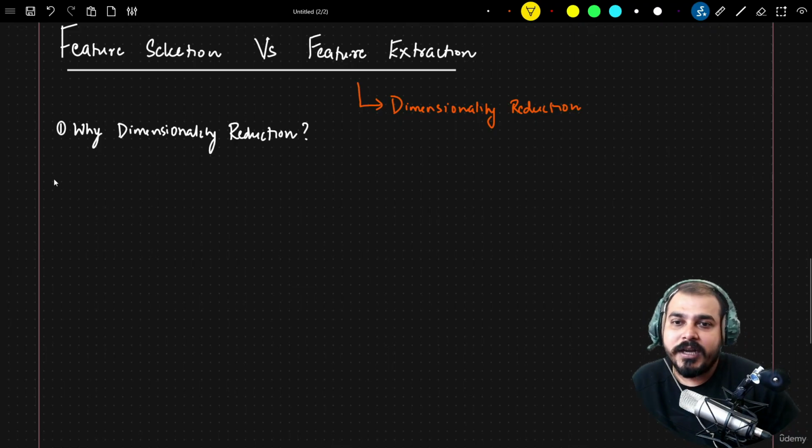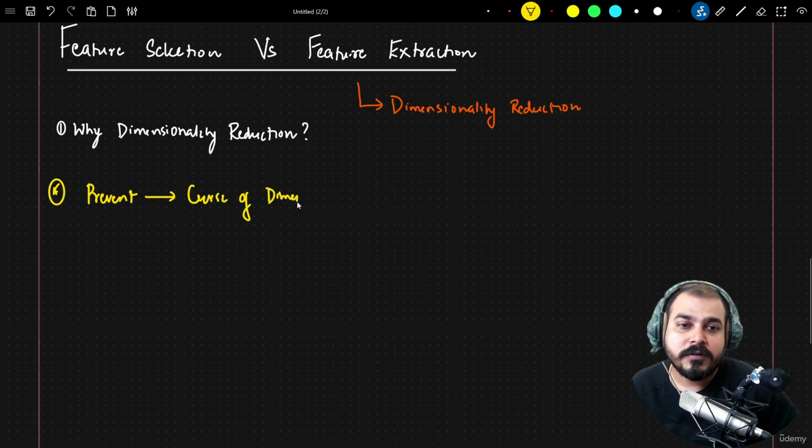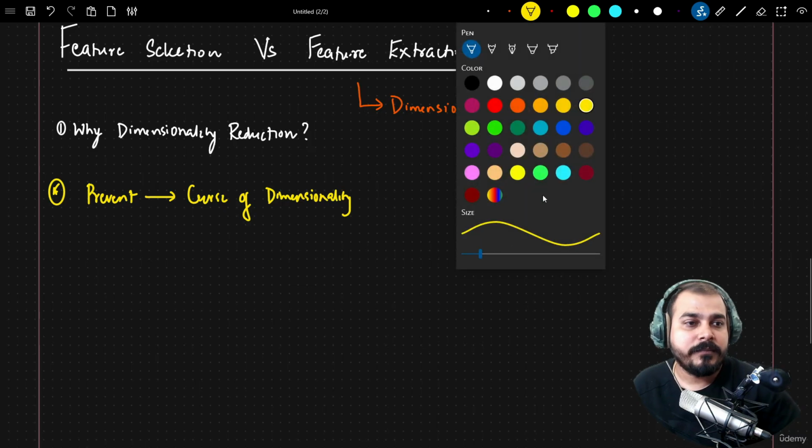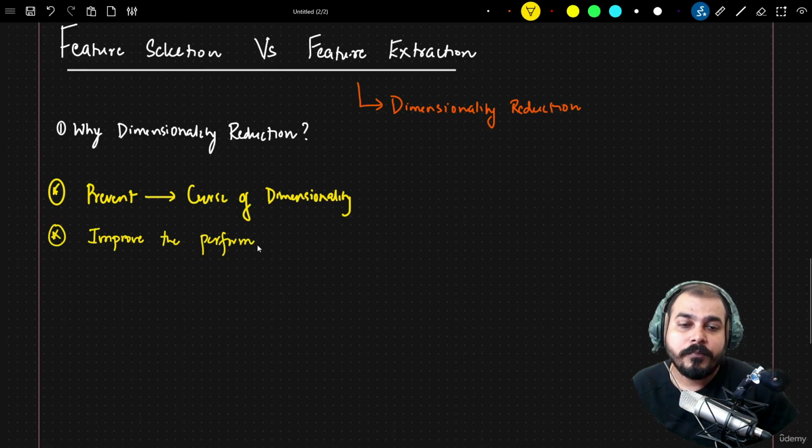So here I'm going to note down some important points, and this can also be an interview question. The foremost reason is to prevent the curse of dimensionality. Prevent curse of dimensionality. So that is the reason why we specifically use dimensionality reduction. Coming to the second point over here, it is to improve the performance of the model.